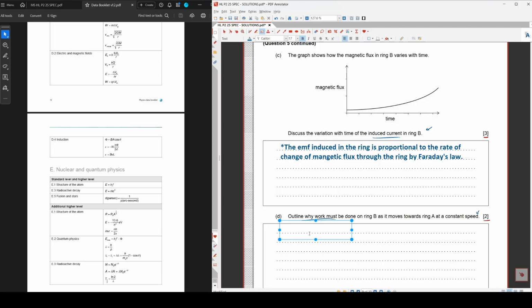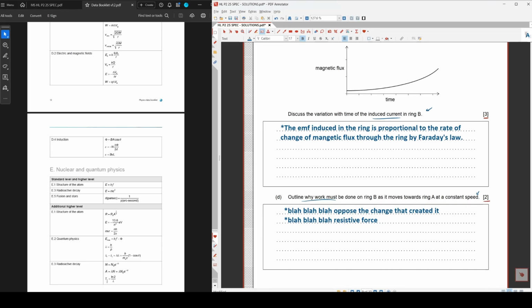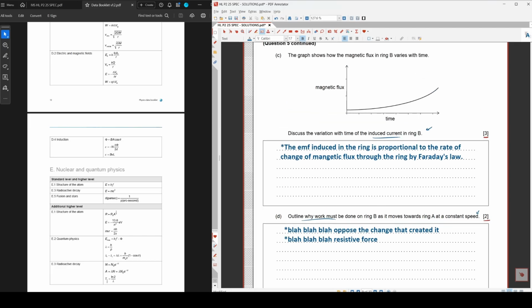And for this one, really you could say blah, blah, blah, oppose the change. Or blah, blah, blah, resistive force, if you remember that. Those are some key things to say. So just like even throwing something like this, don't write blah, blah, blah. Write something halfway intelligent, but throw some stuff like this down and move on if you're not really sure, but you studied Faraday's law and stuff and memorize that at least.